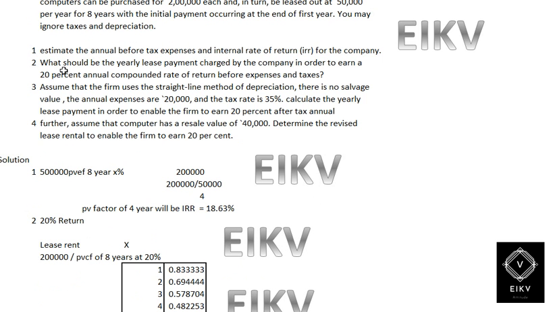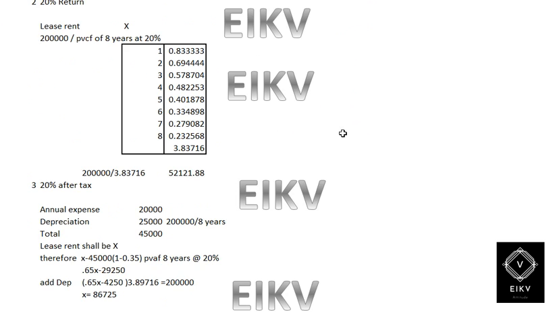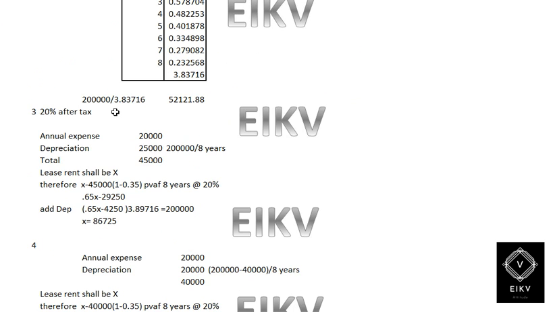Now the third question. Assume that the firm uses the straight line method of depreciation. There is no salvage value. The annual expenses are 20,000 and the tax rate is 35%. Calculate the yearly lease rent payable in order to enable the firm to earn 20% after tax annually. So here we have depreciation and expenses. Therefore, after tax 20% is the question.